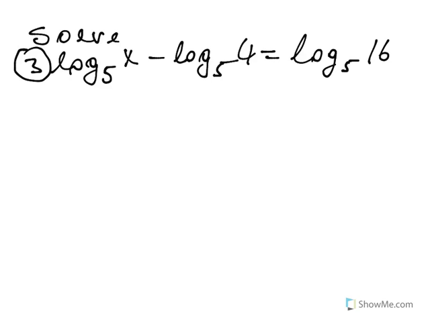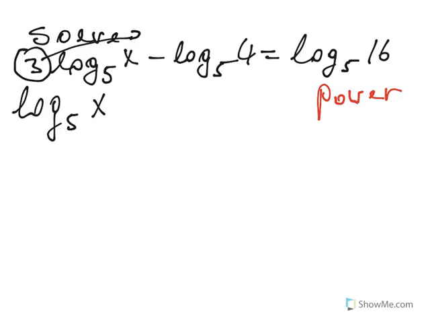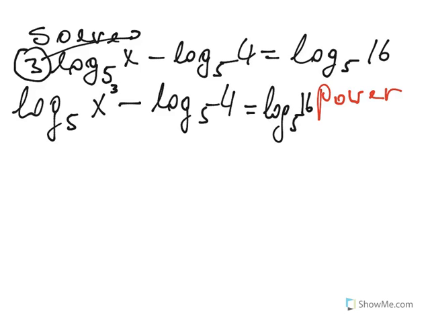3 is a coefficient right now and it's going to go as a power here to the x based on the power property. So I'm going to write the property here, power. Okay, so log base 5 of x to the power of 3 minus log base 5 of 4 equals, again we copy the right side, log base 5 of 16.